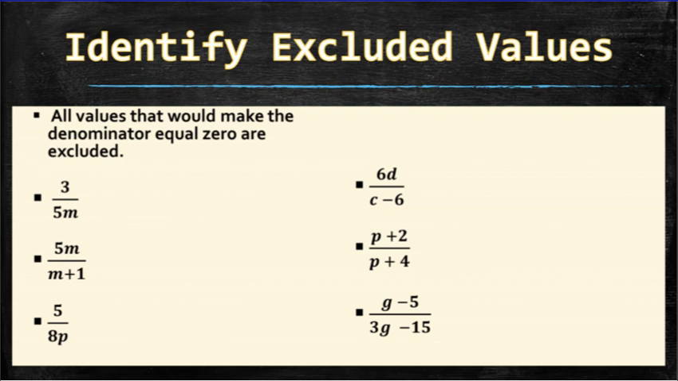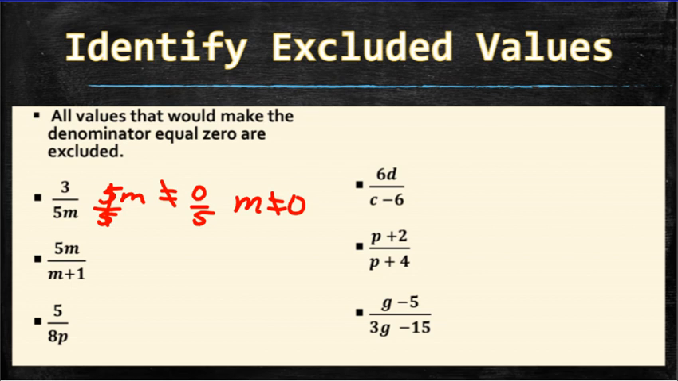So first we just want to identify the excluded values. So here, 3 divided by 5m. For the excluded value, we're only worried about the denominator. So you take the denominator, in this case 5m, make it equal to 0. Or you could say does not equal 0, and we solve for m. And so to get m by itself, I divide by 5 on both sides. And 0 divided by 5 is 0, so m cannot equal 0.